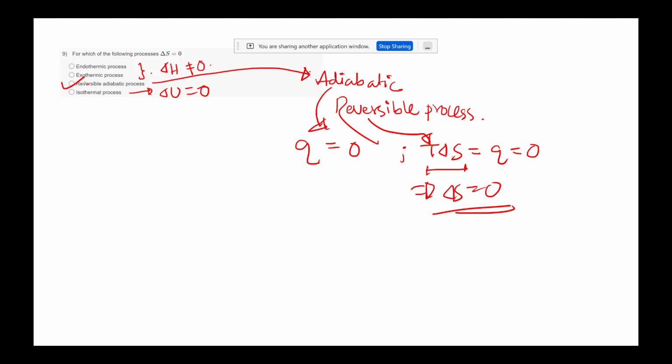Okay. So always know this thing. Adiabatic process means there will be no heat exchange. When the adiabatic process happens reversibly, we can write the heat exchange, a path function, as some intensive variable times some state function, which is entropy. Then from that equation we can write delta S is equal to 0. Okay, clear, right?